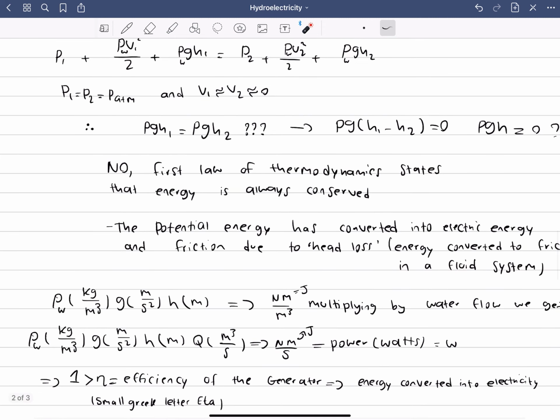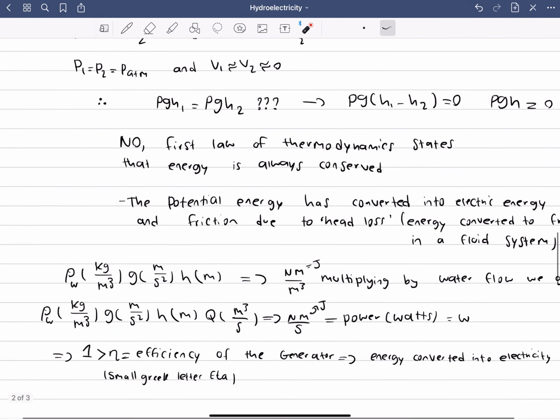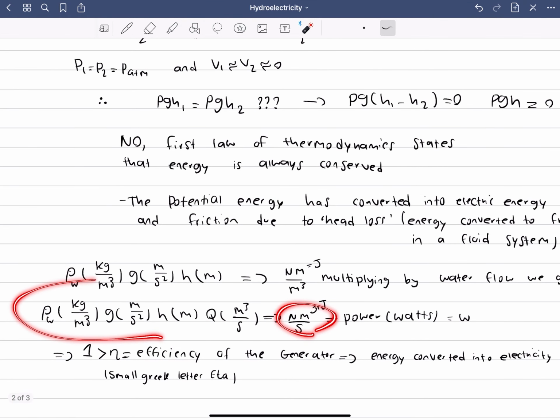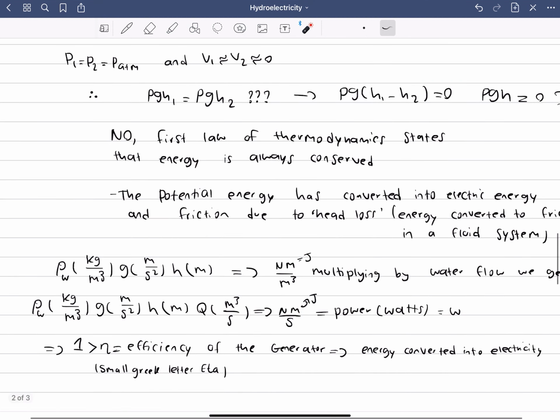If you multiply this by water flow, multiplying by the flow cancels out both meter cubes from this equation, and we are left with kilogram meters per second, which is just newtons times meters over second, or newton meters over second. This is equal to joules, so we're left with joules over second, which is equal to watts.